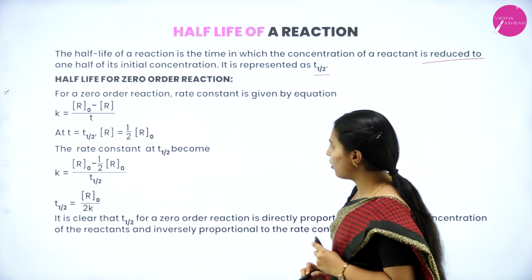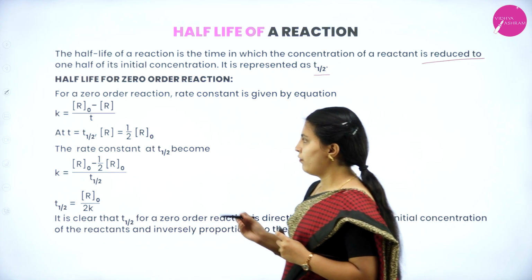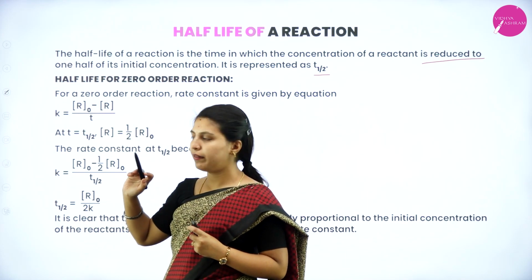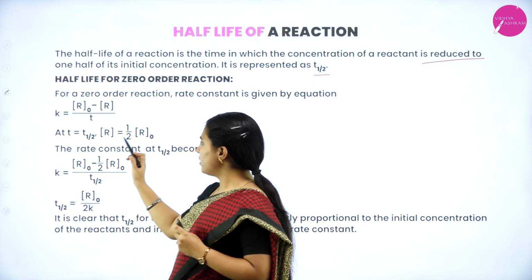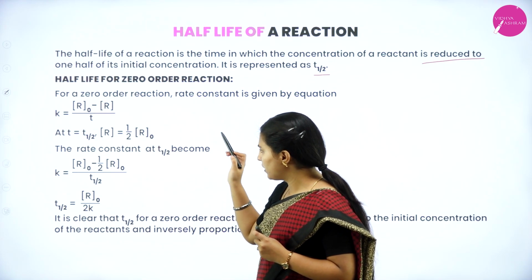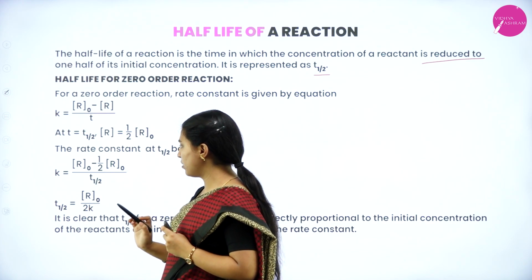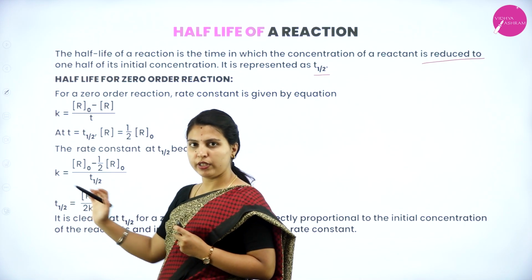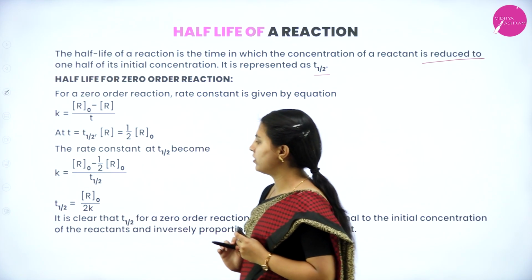So half-life of a zero order reaction. For a zero order reaction, the rate constant is given by the initial concentration of reactant minus the concentration of reactant, divided by t. So if we implement here, at t-half, the concentration R equals half into R naught. The rate constant at t-half becomes initial concentration minus half into initial concentration, by t-half. So t-half, if we want to calculate, we have to take it to the left hand side. 2K will come here, and the initial concentration.